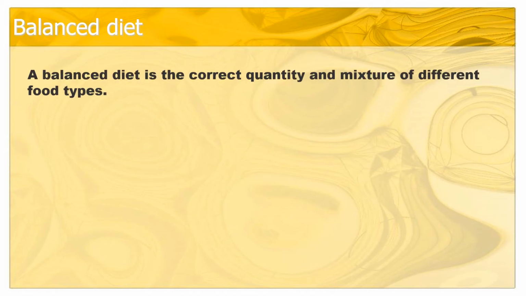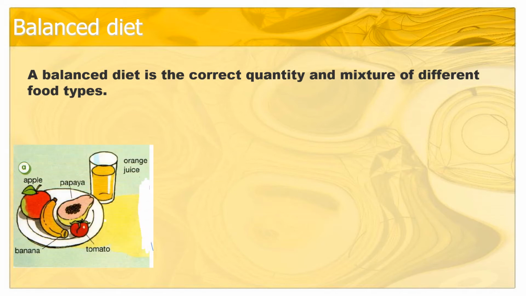Now, what is a balanced diet? When we say balanced diet, it is the correct quantity and mixture of different food types. For example, let's look at this picture. This plate is showing us that we are eating an apple, a banana, papaya, a tomato, and orange juice. Do you think this is a balanced meal? Of course not. Yes, that's right, because there is no source of protein. It's not the correct mixture, all right?